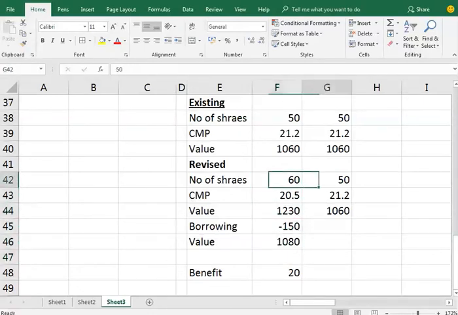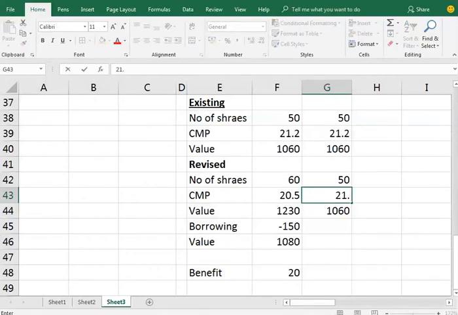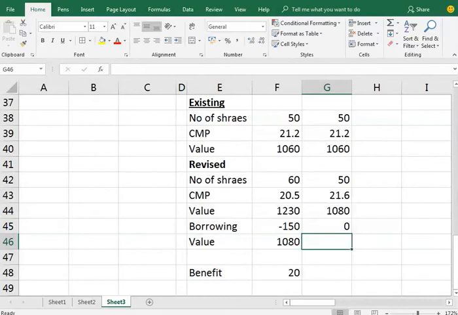When you do a public issue, existing shareholders will continue to hold 50 crore shares. They'll continue to hold 50 crore and their price is 21.6. No borrowing. Their net worth is 1080. Their benefit is 20 crores. Whether you do a rights issue or you do a public issue, it doesn't matter.